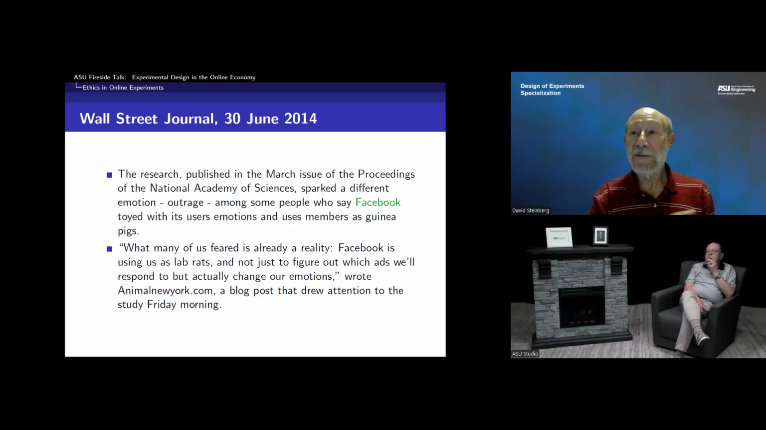The research gave very clear results. So in terms of being a scientific experiment, it accomplished its goal. And it did show that, without question, manipulating the material that you see, in particular the emotional content of it, affects what you do. It affects the way you feel. And here's a comment that came out from this blog post. What many of us feared is already a reality. Facebook is using us as lab rats, and not just to figure out which ads we'll respond to, but actually change our emotions. And certainly when you're interacting with the internet, people who are running experiments on the internet do want to change what you're doing. This is one that was perhaps much too directly involved with people's emotions, and it generated quite an uproar.